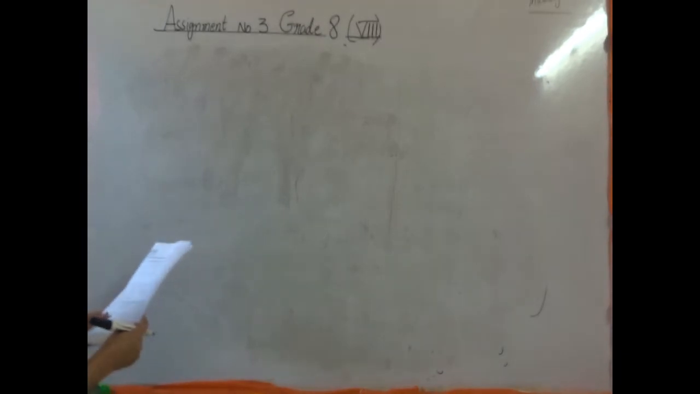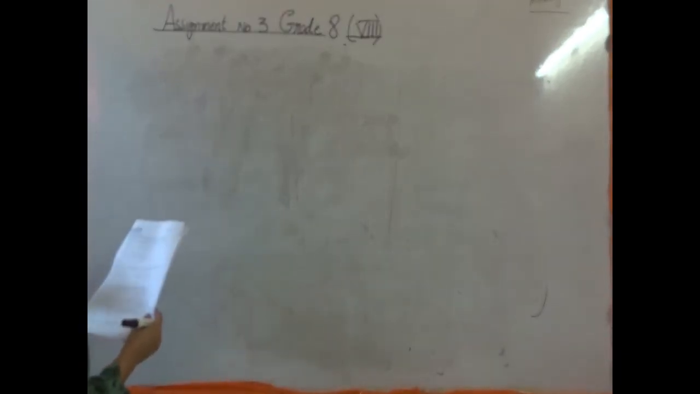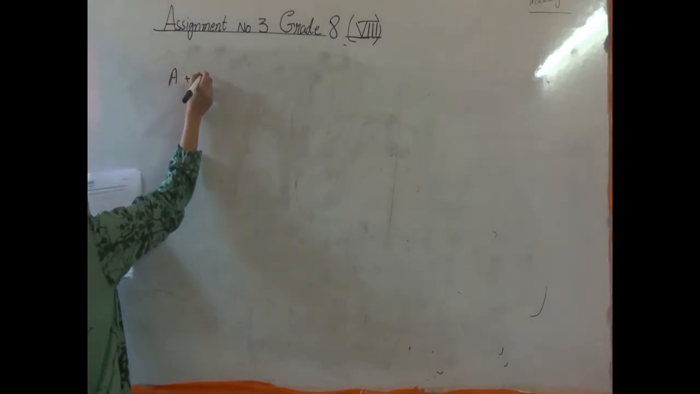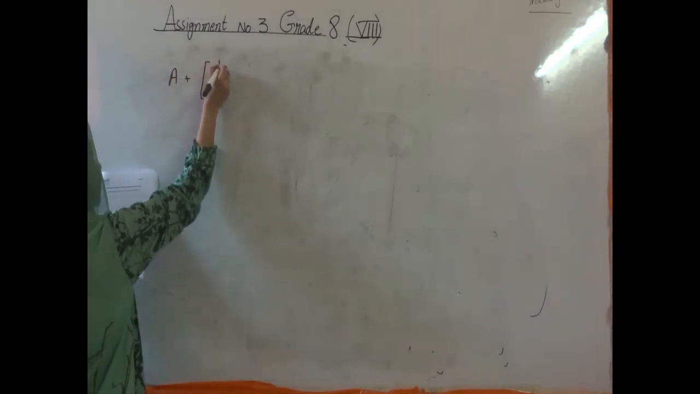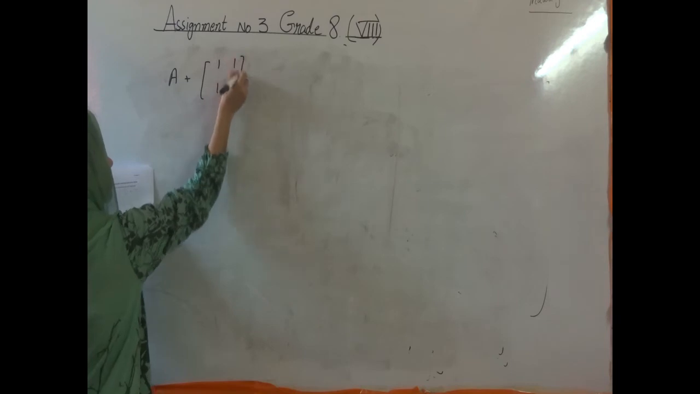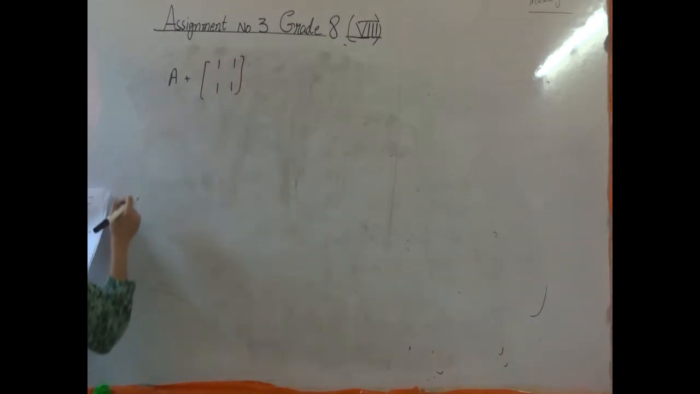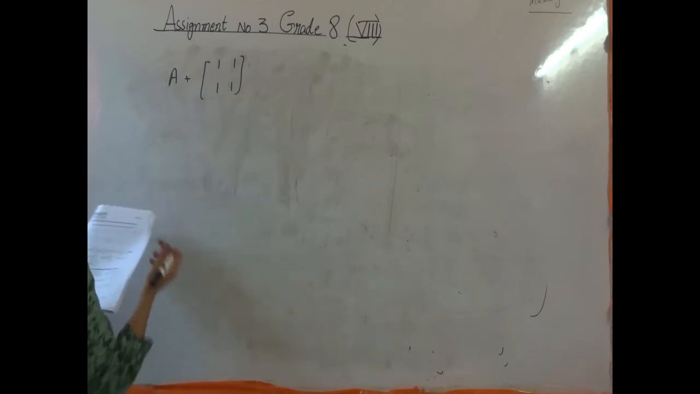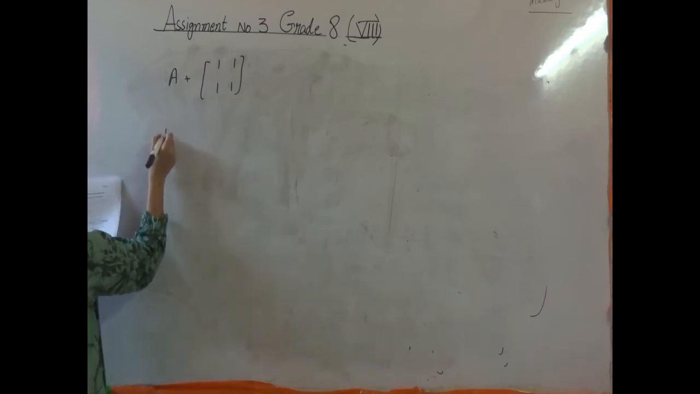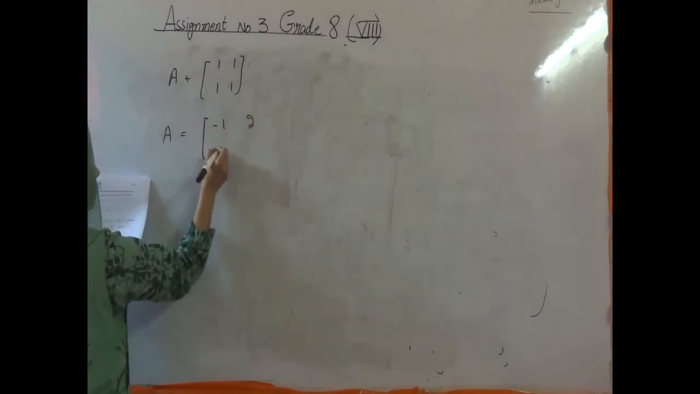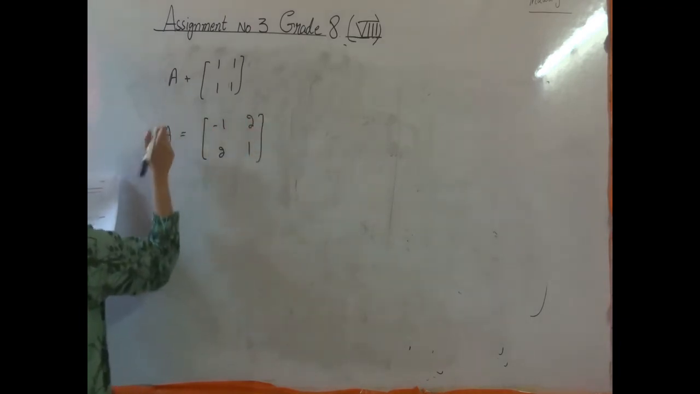Okay, question number 2 is: if A, B, C and D, then find A plus B. If they are saying to find A plus B, where B is the matrix 1, 1, 1, 1, how can we add? Simply we will write the matrix of A as given. Let's suppose the A matrix is minus 1, 2, 2, 1. So we can solve this expression.